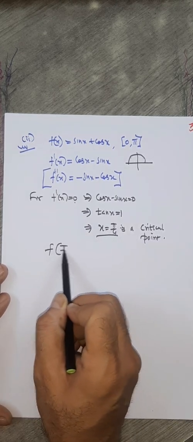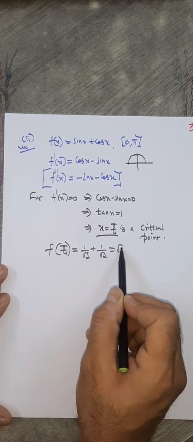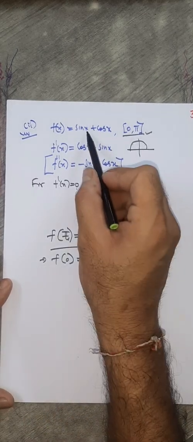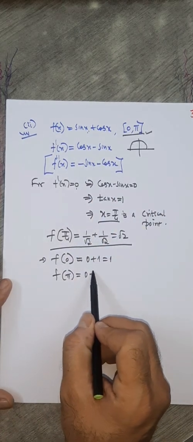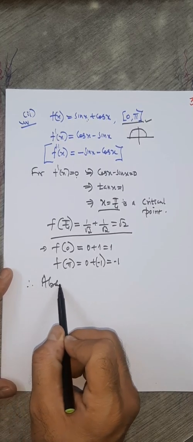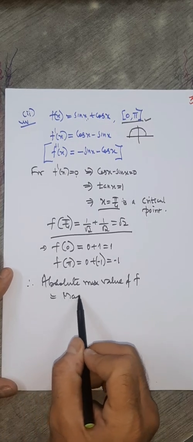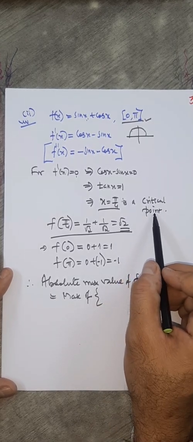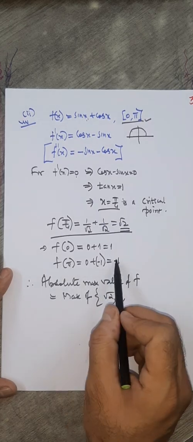I need to get the value of the function at pi by 4. Placing pi by 4 here, that is 1 by root 2 plus 1 by root 2, which is just root 2. Then since the function is defined on an interval, I need to get the values at f of 0: sin 0 is 0, cos 0 is 1, so this is just 1. F of pi: sin pi is 0 and cos pi is minus 1, so we have minus 1 here. Now, therefore, the absolute maximum value of function f equals the maximum of all points where the function has either local maximum or local minimum. That is, I am asking for the critical point. What's the value of the function there? Root 2. F of 0 is 1. F of pi is minus 1.